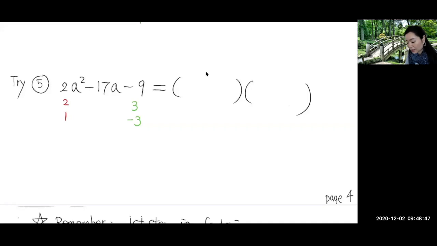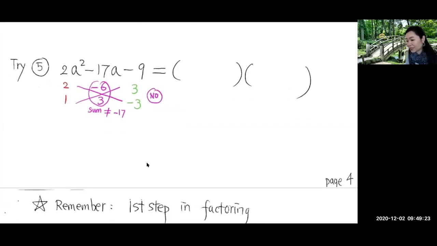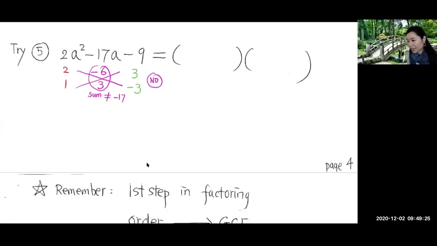Okay, so now suppose we try this way first. 2 into 2 times 1, -9 into 3 times -3. Now, when you cross multiply over here, this is -6, and then this is +3. They don't sum up to -17, right? So no, because the sum over here does not equal -17. So that's a no over here. That's why we call it trial and error. So this is an error. So we're going to try it again, okay?